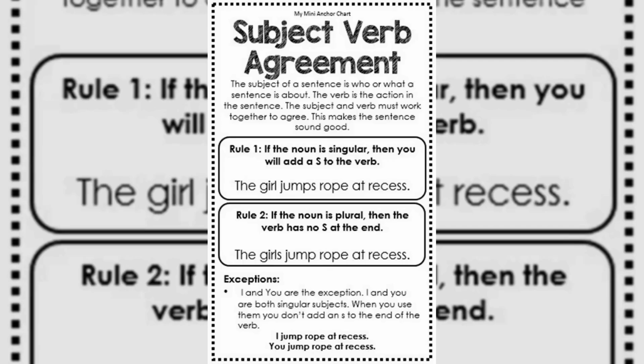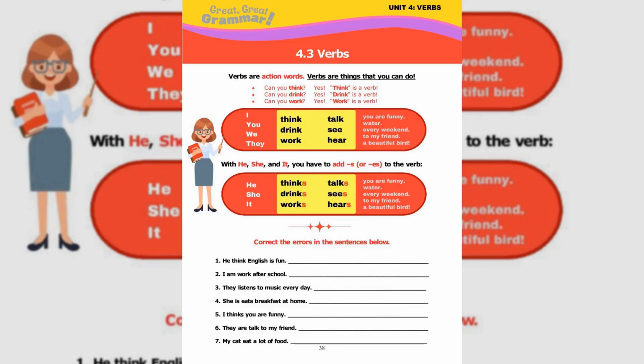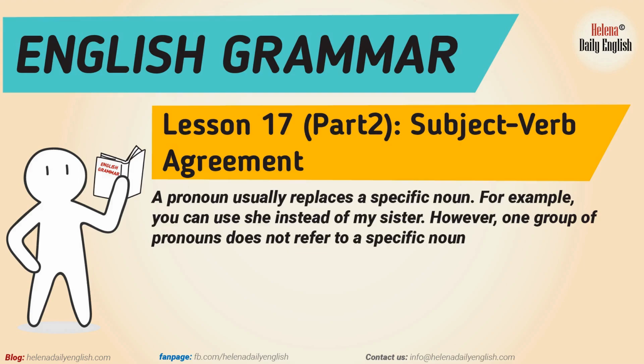Continuous, progressive tense. Used to describe ongoing actions. Present continuous, she is walking. Past continuous, she was walking. Future continuous, she will be walking.